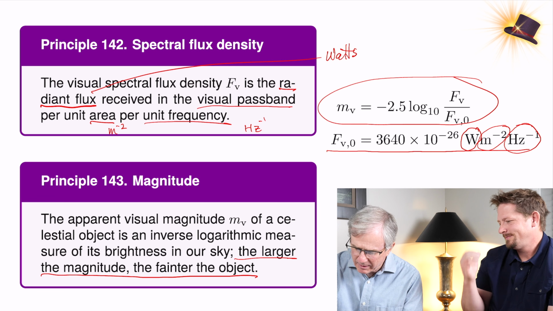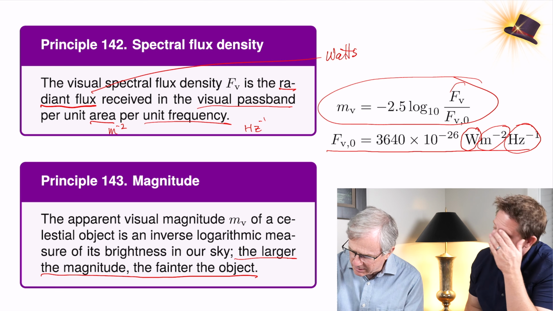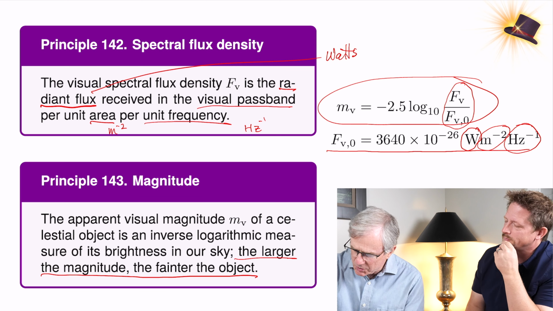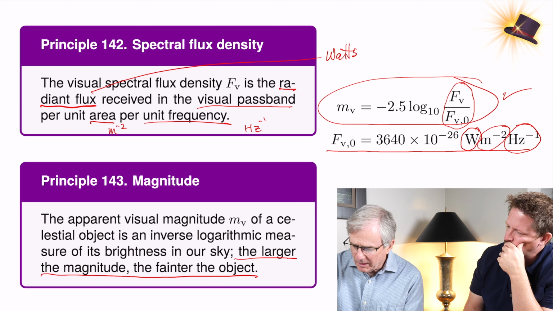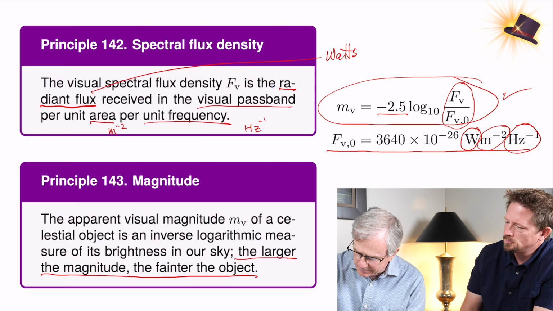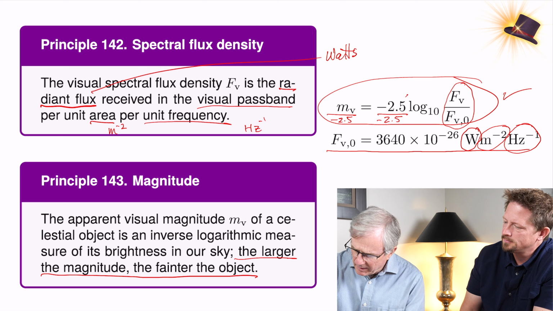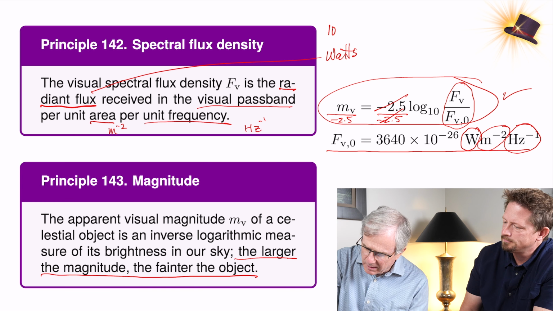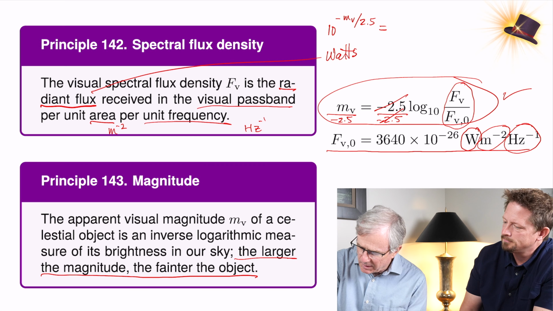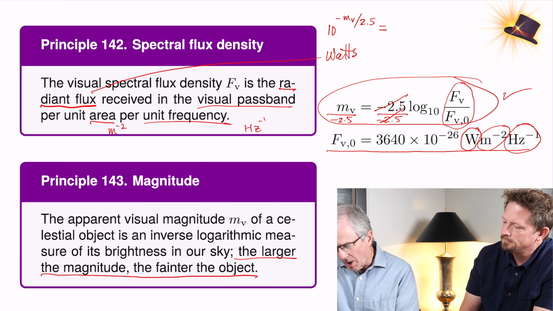In the next slide, we're going to plot the relative radiant flux, Fv divided by Fv naught. And I just want to quickly show you how you can get that. If you take this equation right here and you divide both sides by negative 2.5, then these two 2.5's will cancel, and then you take 10 raised to the power of both sides. So then you have 10 to the negative mv over 2.5 equals 10 to the log base 10.